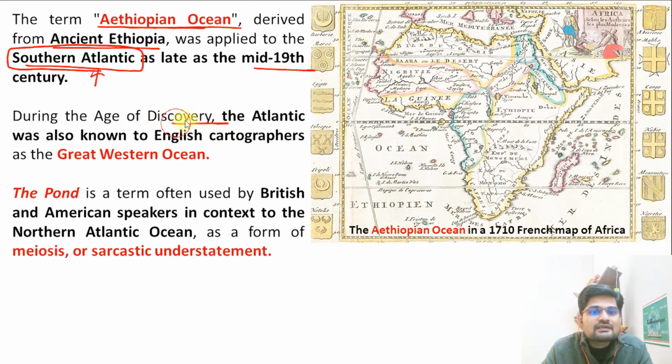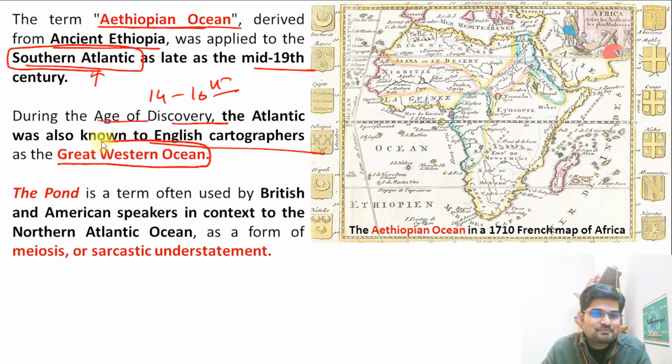During the age of discovery, remember, from the 14th to 16th century, the Atlantic was also known to English cartographers. And by what name? By the name of Great Western Ocean. So this is important to remember. It was considered as the Great Western Ocean because it was west of England.